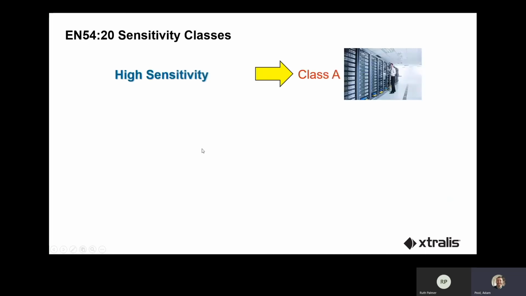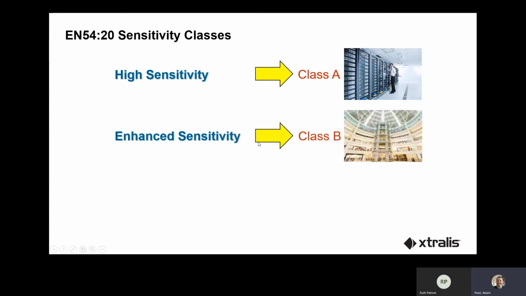So when we look at the sensitivity classes, what we're interested in for this topic of conversation today is a Class A system. So high sensitivity Class A: computer rooms, data centers, that type of application. When we look at enhanced sensitivity, Class B systems, that's where we've got a risk of large volumes of dilution. So atriums, shopping centres, warehousing, that type of environment. So not really relevant to this conversation today.